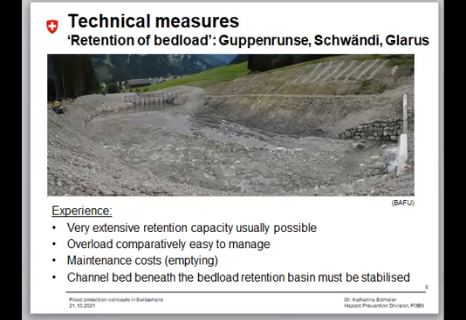In 2011 and 2012, 2 large debris flows occurred here in the Guppenrunse in this stream. These destroyed a large part of the already 100-year-old barrier stairs, which stabilized the stream before. And after this event, the responsibles decided to restore only 3 most important barriers and to create 2 bedload retention basins at the cone neck. The risk can be reduced significantly like this, and the system is expected to show a high robustness.